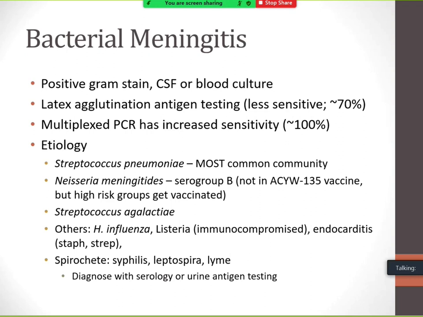The way you diagnose it: a positive gram stain, which our patient had, or some sort of positive culture. We develop more sensitive tests to pick things up, especially because we talked about how you can sterilize the CSF very quickly. So latex agglutination antigen testing is not used very frequently anymore, but it is definitely still used in some places. It's got about a 70% sensitivity. And then the newest technology is multiplex PCRs, which has basically increased your sensitivity up to 100% for most of these things.